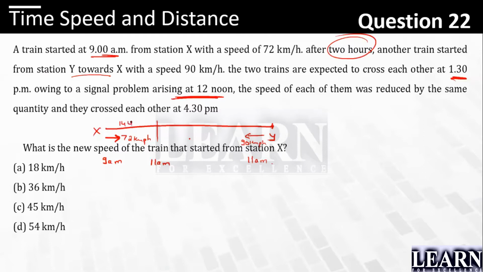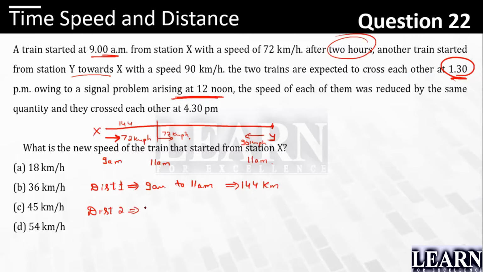Till 11 a.m. it will travel 144 kilometers, at the same speed of 72 kilometers per hour. Now they are told they are going to meet at 1:30, which means they are going to travel for 2.5 hours. So distance 1, from 9 a.m. to 11 a.m., the total distance covered by the train is 144 kilometers.